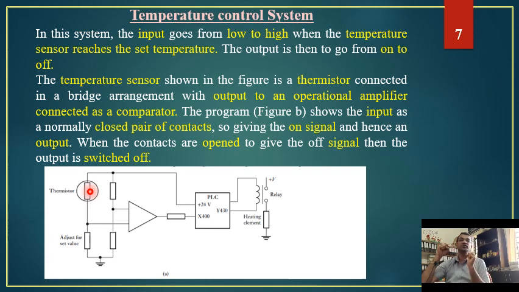When the resistance matches in both the arms, then it will send the signal to the PLC. And the thermistor's sensed resistance changes whenever the temperature fluctuates or changes in the output. The program, that is figure B, shows, let us see the program. So here we have the program.